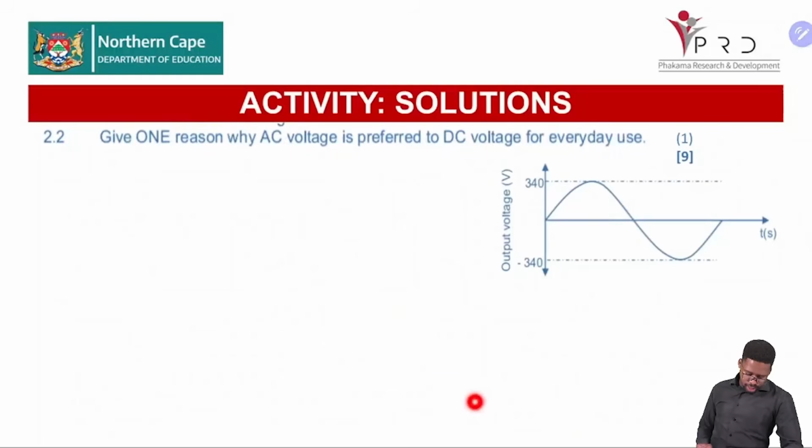Then, give one reason why AC is preferred over DC. It's cheaper and easier to convert AC to DC. Or AC voltage can be stepped up or down using transformers.